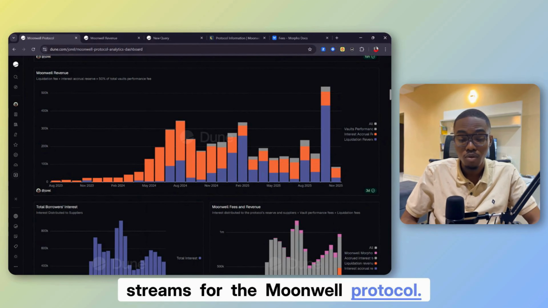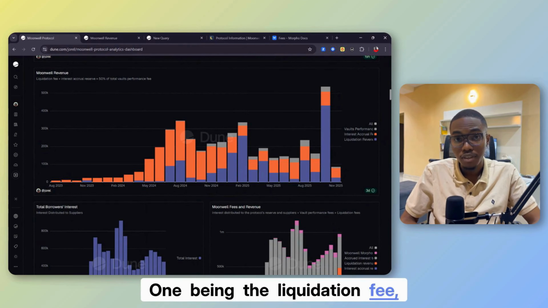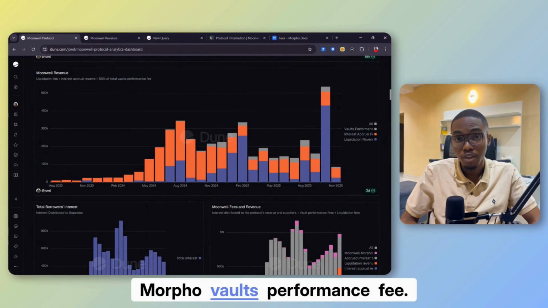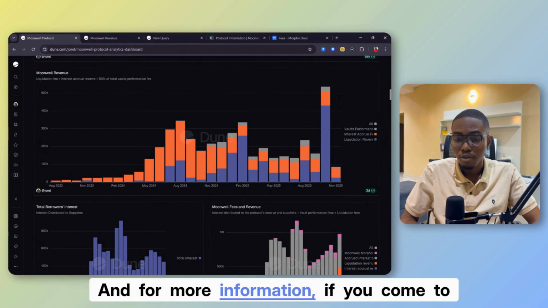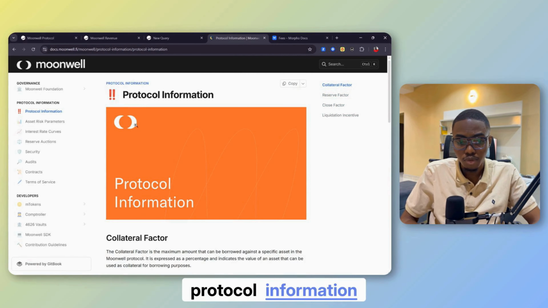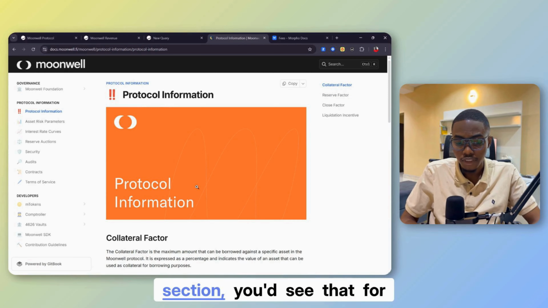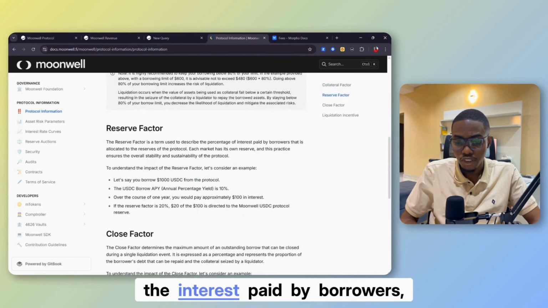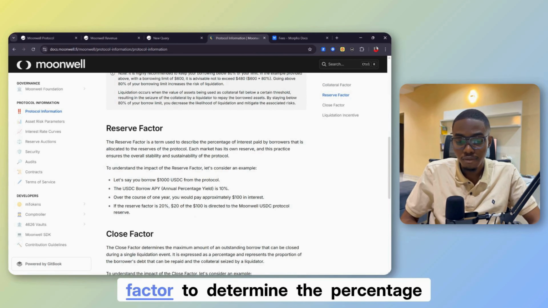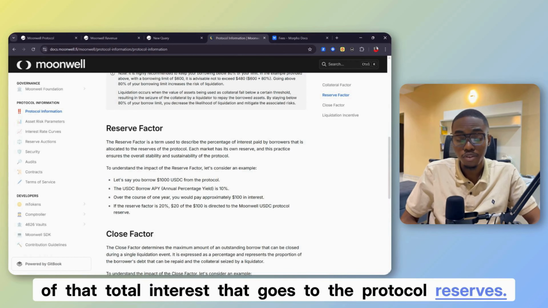These charts capture the three different revenue streams for the Moonwell protocol: one, the liquidation fee; two, the interest paid by borrowers; and three, the Moonwell Morpho performance fee. For more information, if you check out the protocol information section in the Moonwell documentation, you'll see that for the interest paid by borrowers, the protocol utilizes what we call a reserve factor to determine the percentage of that total interest that goes to the protocol reserves.